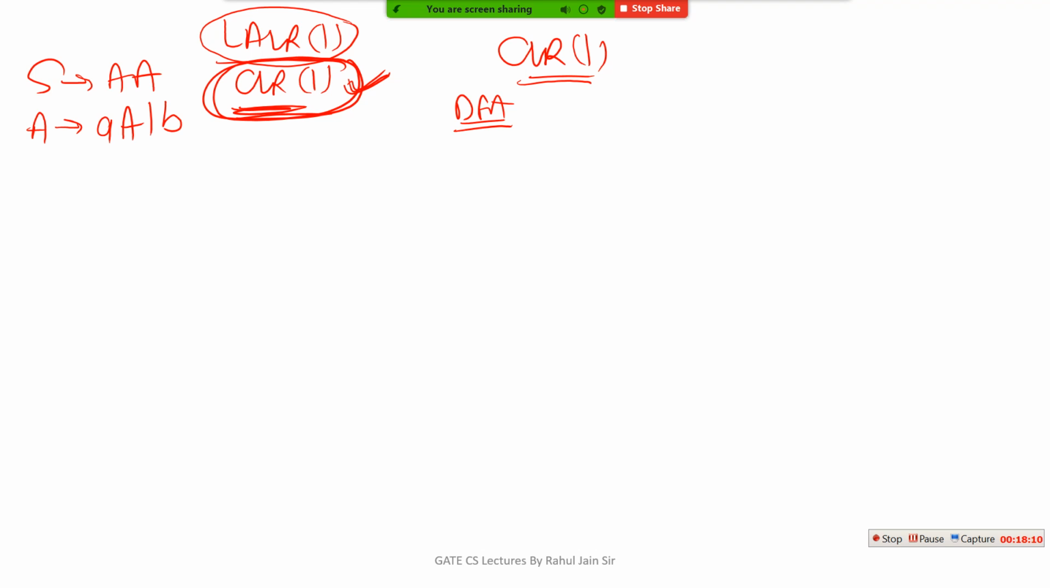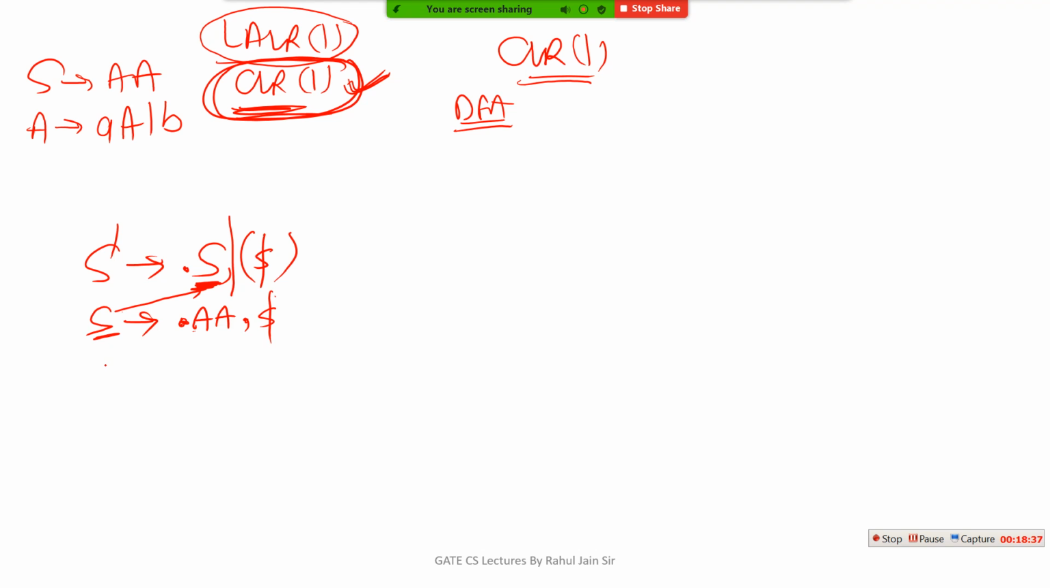How to create the DFA? Step 1, similar: S dash derives dot S. The lookahead of this starting symbol is dollar. Next step, this S would be here: S derives dot AA. Now what is the lookahead of this S? The lookahead of this S would be determined by S. What is the first of this A? Only dollar. So I have to write dollar.